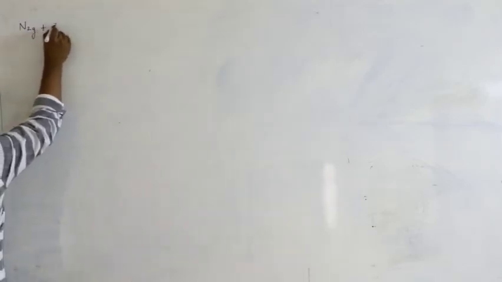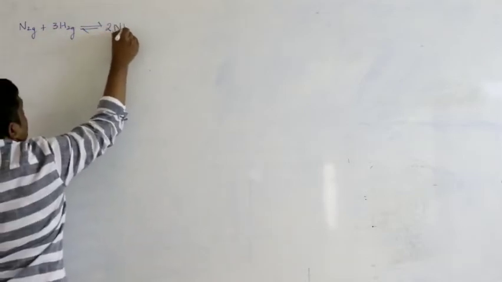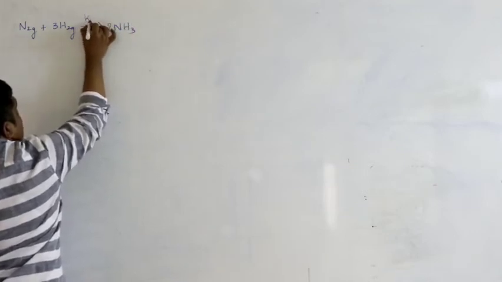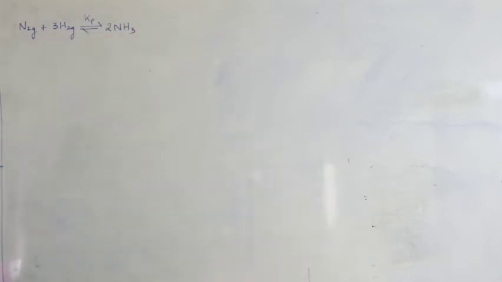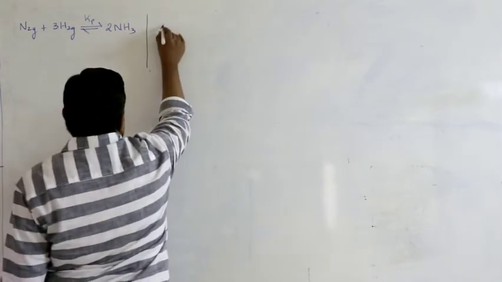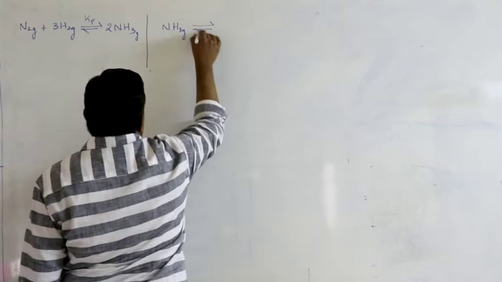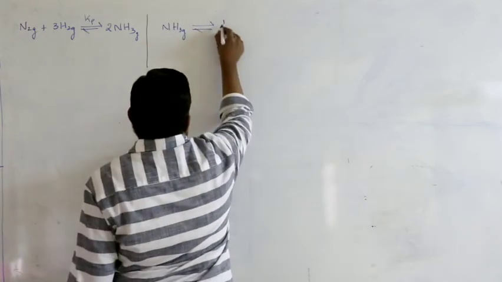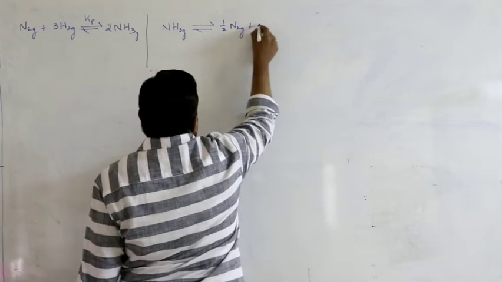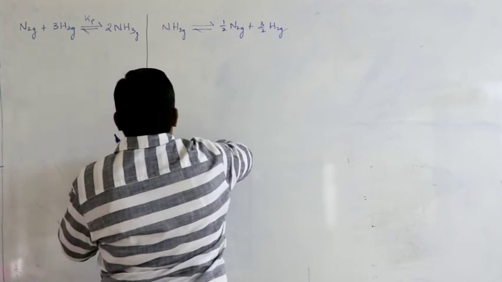Let us apply yesterday's concept. Let us consider the reaction N2 gas plus 3H2 gas in equilibrium with 2NH3. Let us assume the equilibrium constant as Kp. Now let us consider this reaction: NH3 gas in equilibrium with half N2 gas plus 3/2 H2 gas.